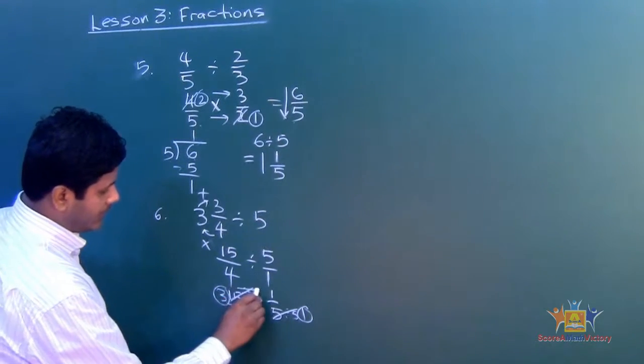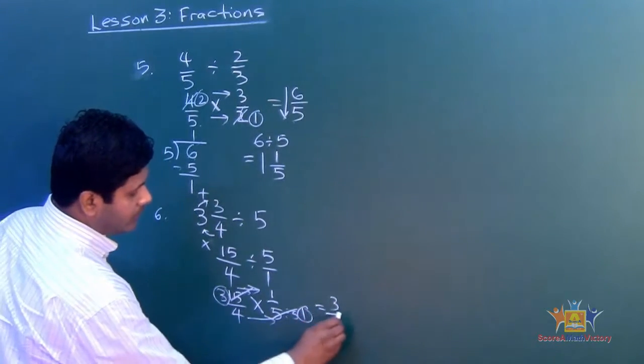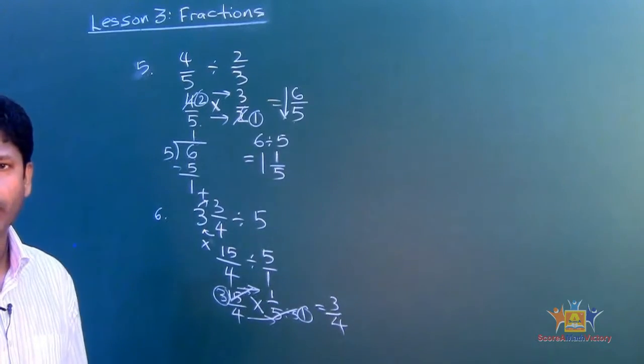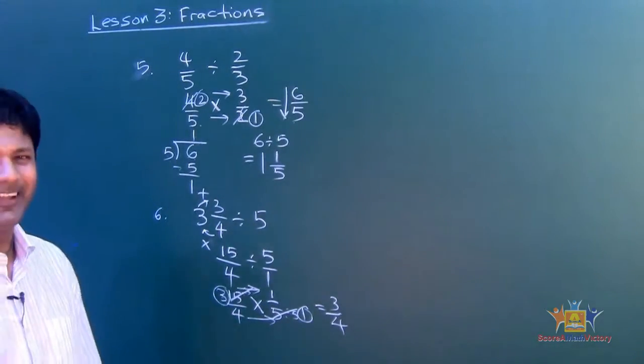So now I can use the double arrow method. 3 times 1 is 3. 4 times 1 is 4. So that gives me 3 over 4. You got it? Good job. I'm proud of you. Excellent.